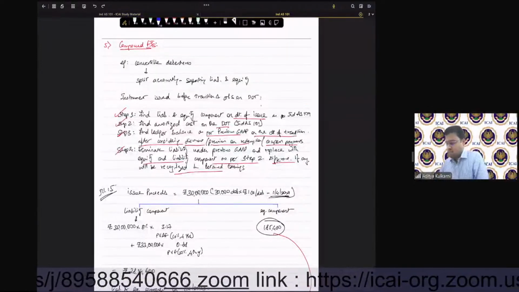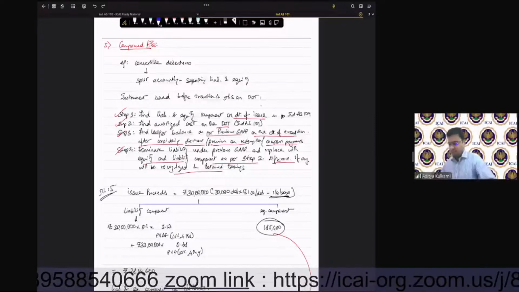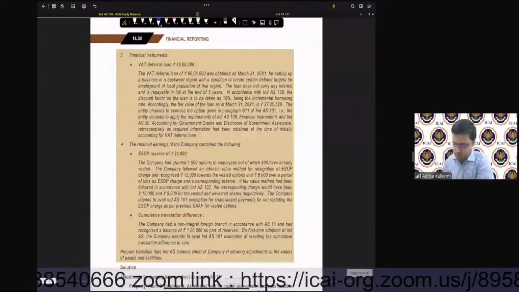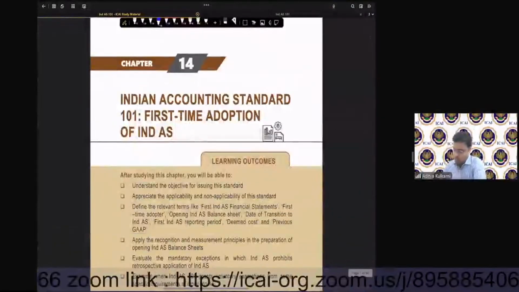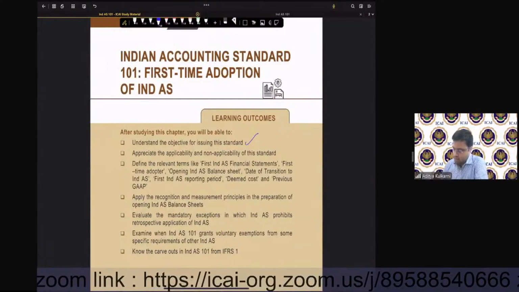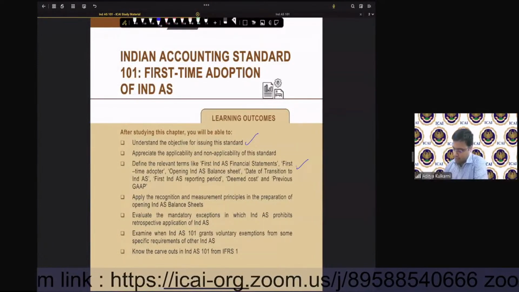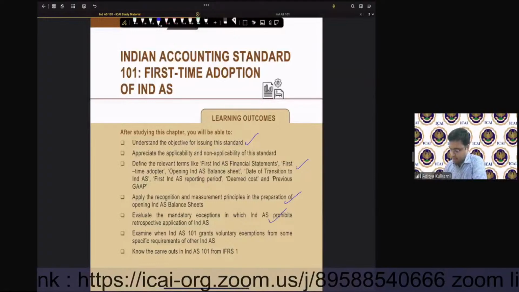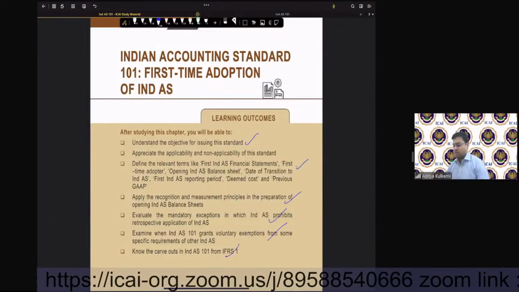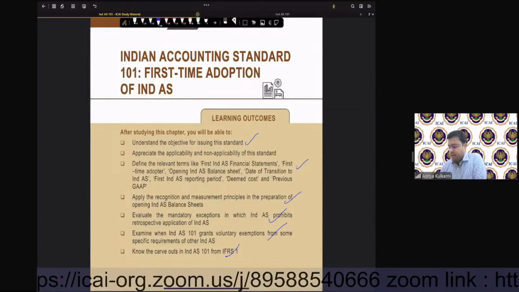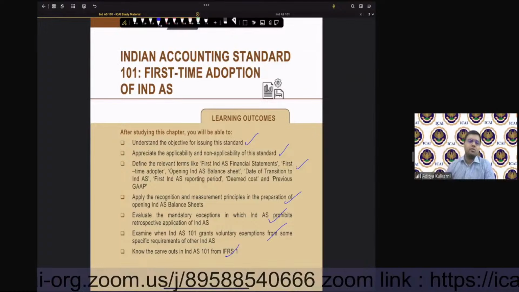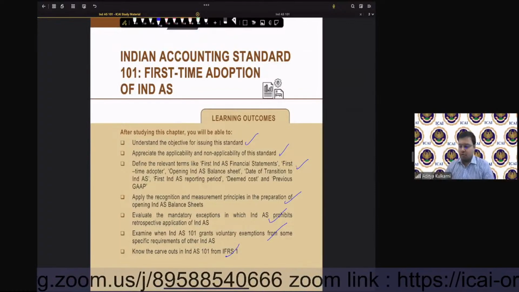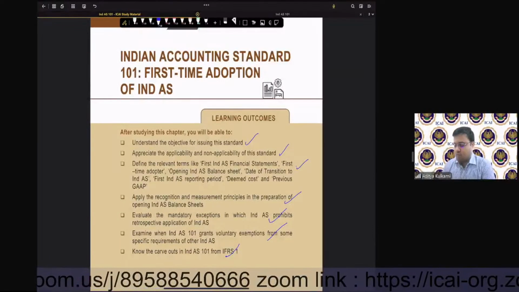All right. Ind AS 101. So I think, yep, that's it. What else is there in Ind AS 101? Let us see. Objective we did. First-time adopter, these terms we have understood. Recognition and measurement principle is done. Mandatory exceptions, voluntary exceptions, carve outs we saw. Applicability and non-applicability, that is also done. So we have been able to zip through the concepts of Ind AS 101. Let me know if this was okay for you.